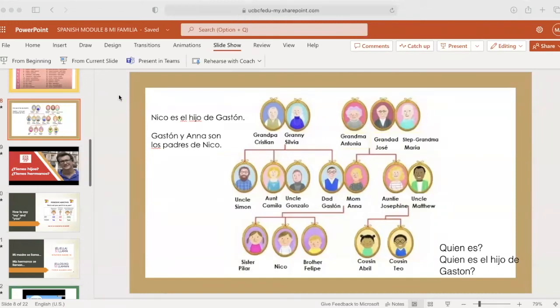What about yung kay Erica? Christian y Silvia son los padres de Simón, Camila, Gonzalo y Gaston. Correct? Yes. Okay. Sabi ni Stephanie, Pilar es el hija de Gaston. Pilar es el hija de Gaston, correct? No, ma'am. O bakit no? Bakit no?